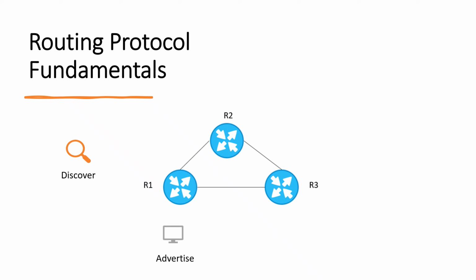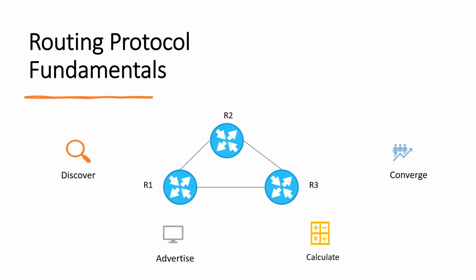It advertises. It advertises routing information about local network to neighboring routers. It calculates. It calculates the best path to remote network if multiple paths exist. For example, from R1 to R3, I have two paths, one from R2 and one from R3. So it calculates the best path.